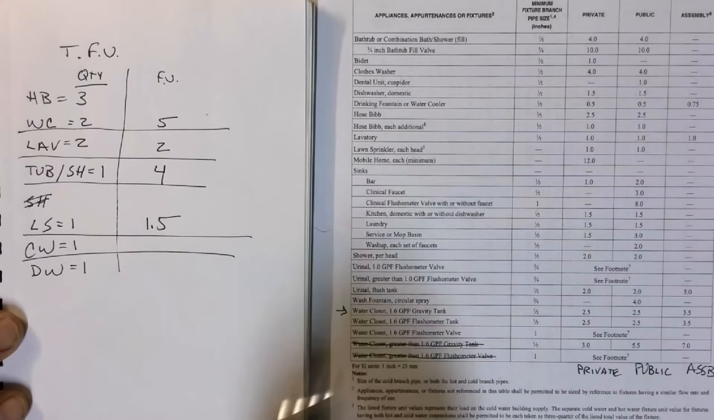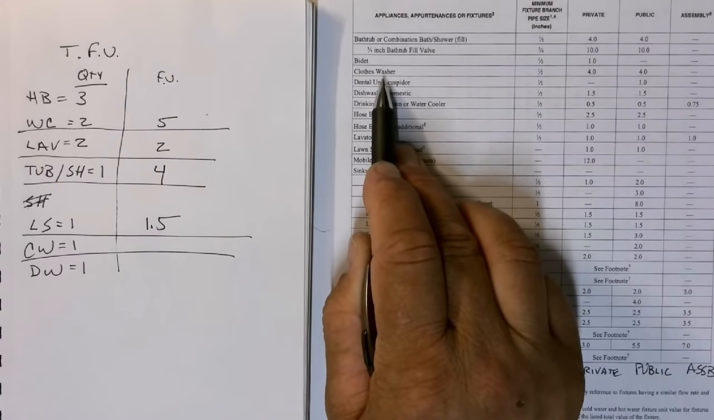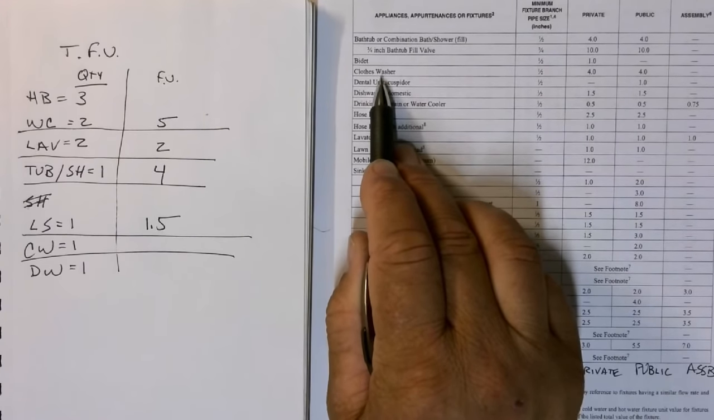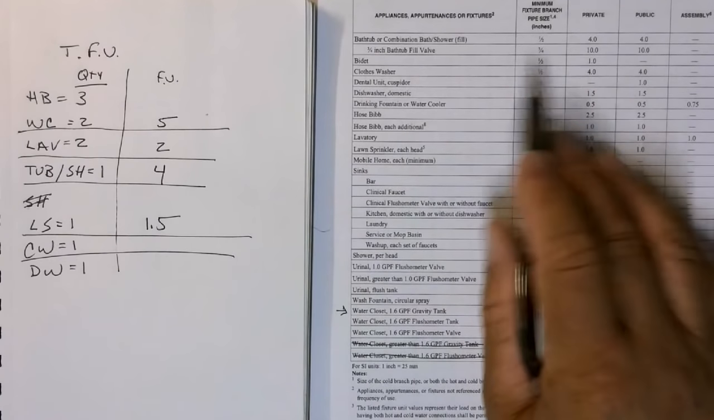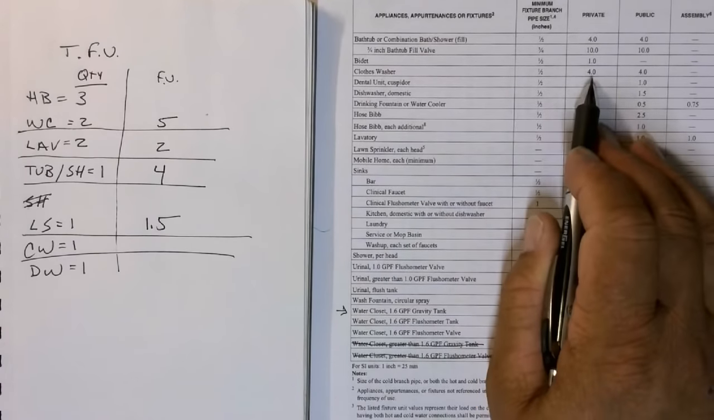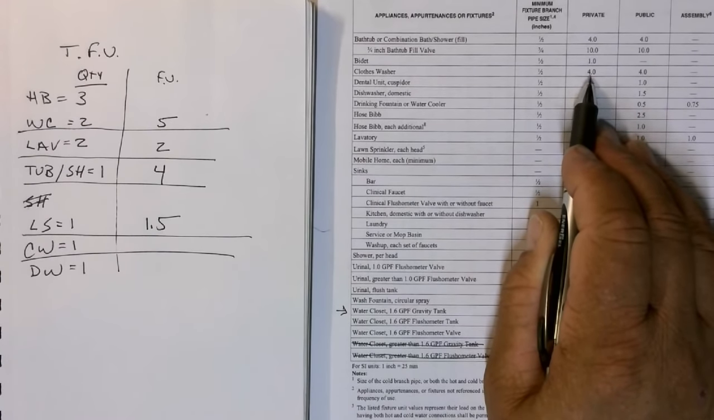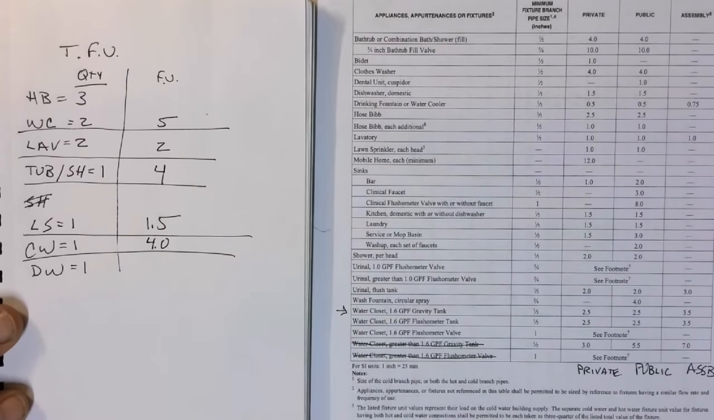What about my clothes washer? Clothes washer. Back in the day, oh geez, okay, let me rephrase that because I don't want to sound too old. When I was going through the apprenticeship, this wasn't called a clothes washer. It was called the auto washer. So the code changed to clothes washer because it's easier to remember exactly what it is. But a clothes washer has a fixture unit value of 4. So we have the clothes washer running at 4 fixture units.